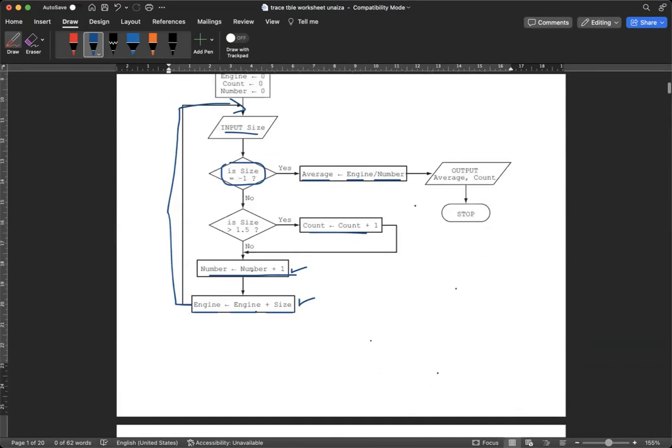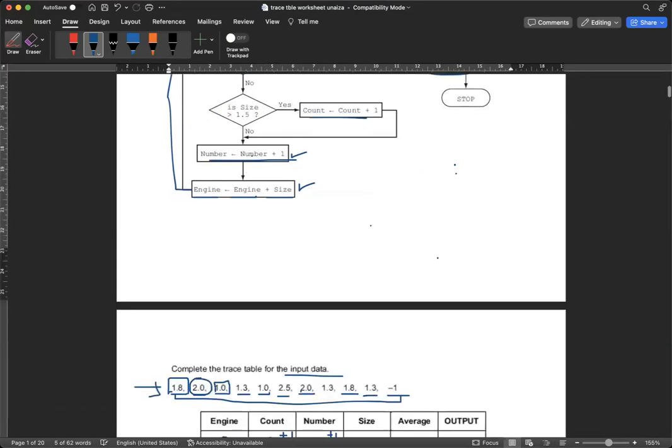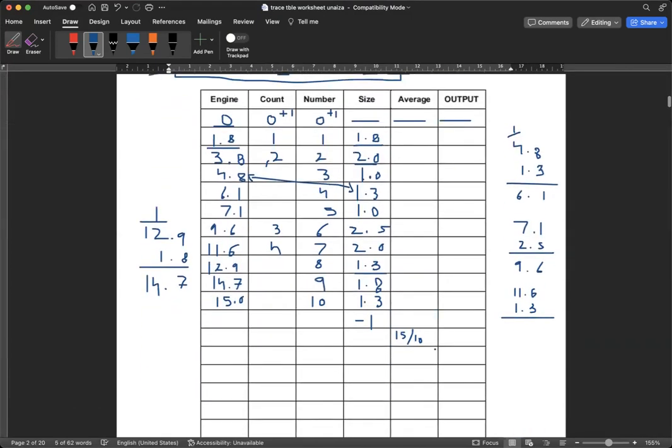So what do you have to do? Output average, comma count. Okay, average, so we write the value 1.5, and what is the value of count? 4. So this is the answer. Look, the 4 is the count value, and 1.5 is your output. Is that okay? So this is how you're going to derive the output. Right?